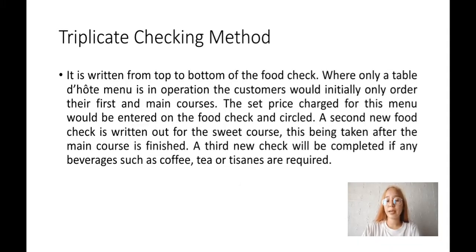Sabi din dito na ang triplicate, it is written from top to bottom of the food check. Where only a table d'hôte is in operation, the customer would initially only order for their first and main course. So, sa first check, doon naka-indicate yung first order or main course na in-order ng customers. Then, kapag na-set na yung price charge ng menu, is papasok na siya sa food check and circled. Then, yung second food check naman is written out for the sweet course. This being taken after the main course is finished. Then, yung third check naman will be completed if any beverage such as coffee or tea are required.